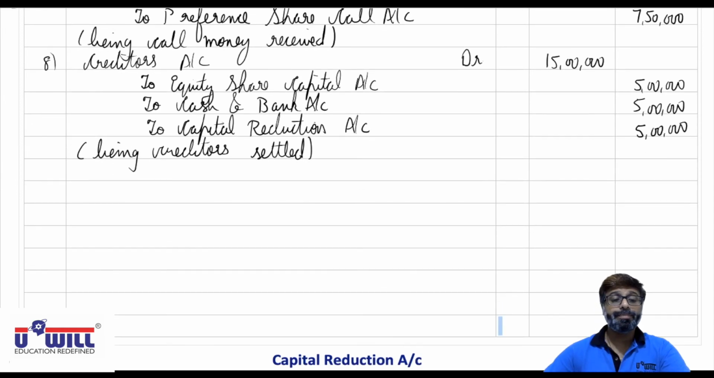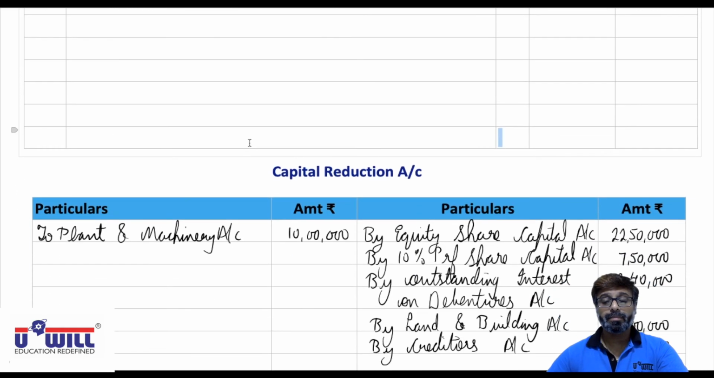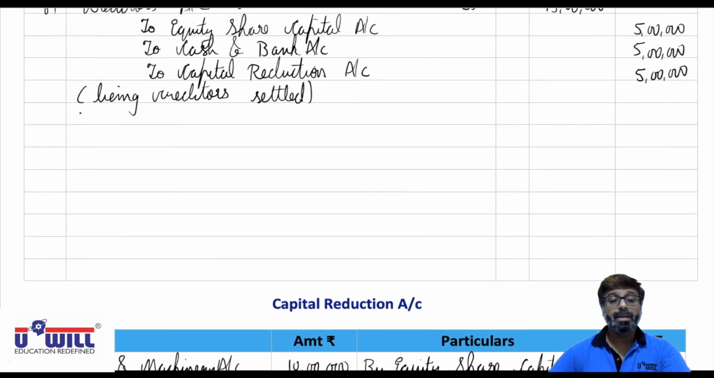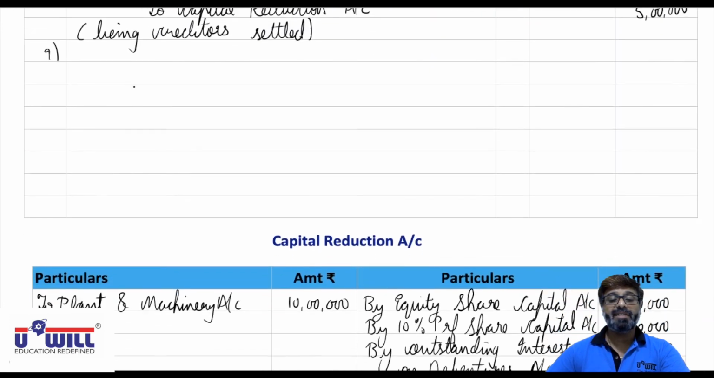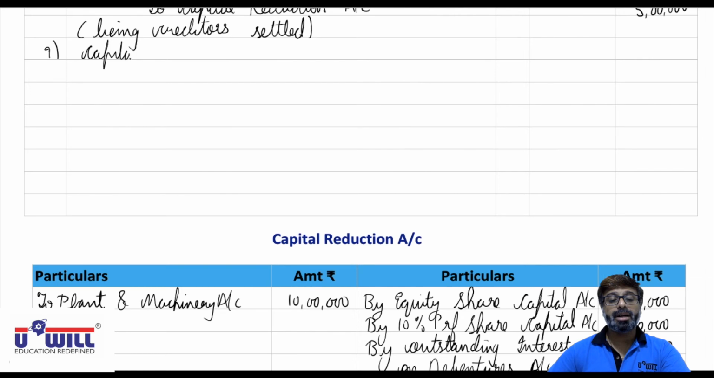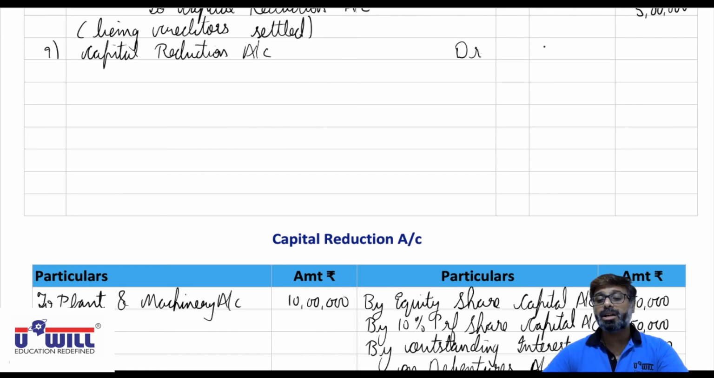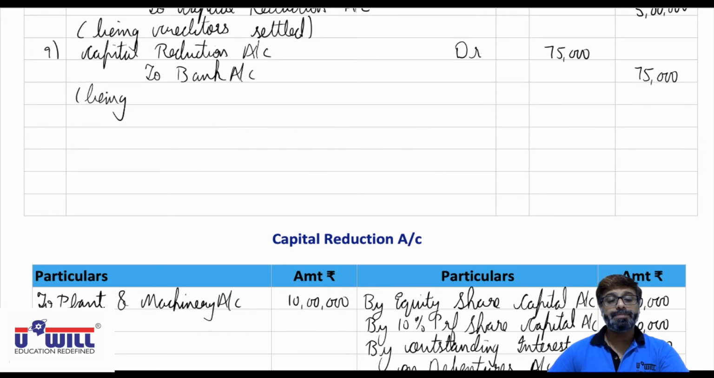Now the next entry, entry number 9. Reconstruction expenses 75,000. So capital reduction account debit. Reconstruction expenses are expenses, and we debit all expenses and losses. We will directly debit capital reduction account to pay for these expenses, 75,000, and bank is the giver, so credit the giver, to cash and bank account, or simply bank account, 75,000. Being reconstruction expenses paid.